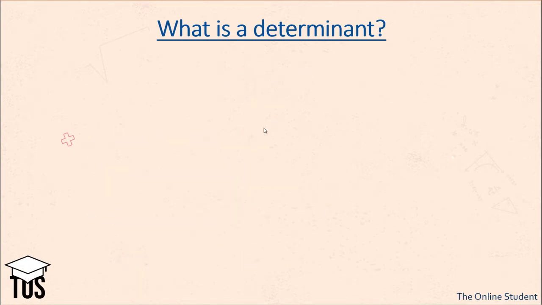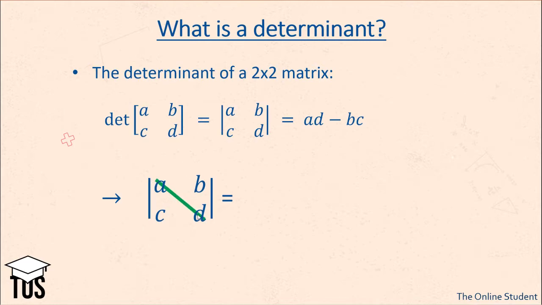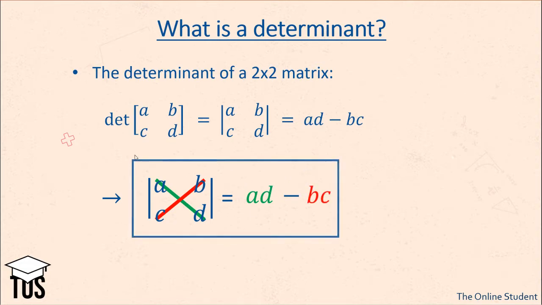But how do we calculate this determinant? Well, the determinant of a 2x2 matrix, which in this case is ABCD, is given by A multiplied with D minus B multiplied with C. To visualize this, we'll use some colors. First, we multiply each element on the green line, so we have A times D. Then we multiply each element on the red line, which is B times C, and we subtract it from the green elements. And this is all there is to it, so it's really easy.